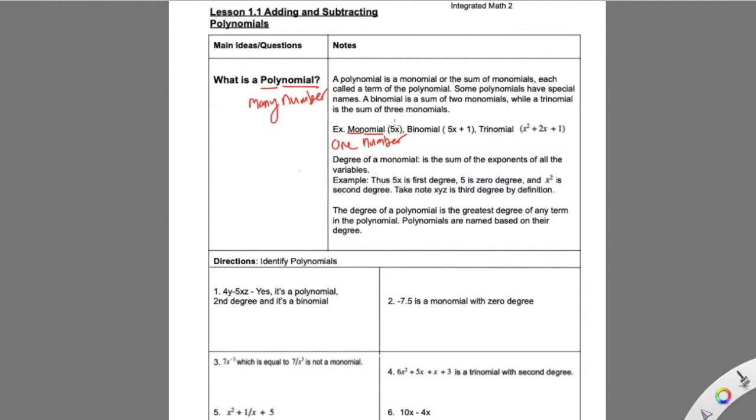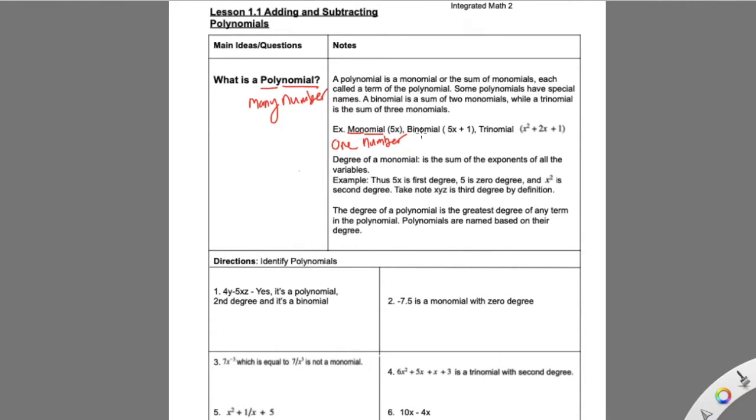And here's an example of one number, 5x. So there's a lot of different options when you're talking about monomials. You could have just a number, you could have just a variable, or you could multiply numbers and variables. So there's a couple of rules we can't break when we're doing monomials, and I'll explain that in a minute.